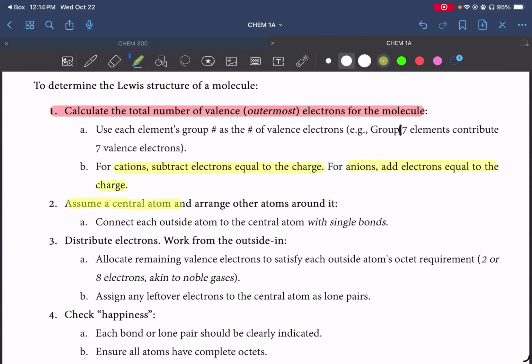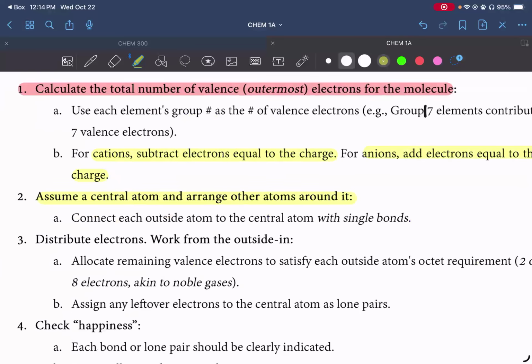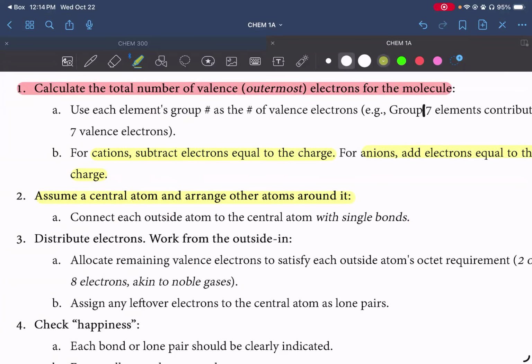Step 2 reads, assume a central atom and arrange other atoms around it. Now, that word at the very beginning says assume a central atom. In truth, there is no 100% foolproof method to very easily identify what the central atom is. Every single time you draw a Lewis structure, you are making, at best, an educated guess. That means you have to accept the possibility that your assumption may be wrong and you may need to start the process over. But to begin, you have to assume a central atom.